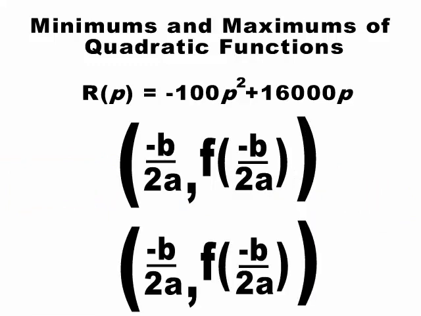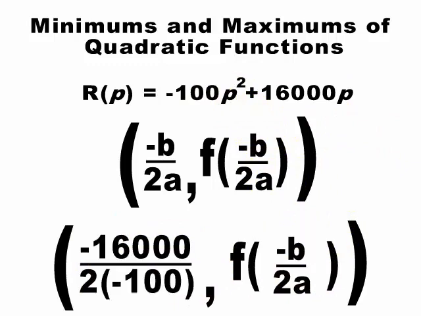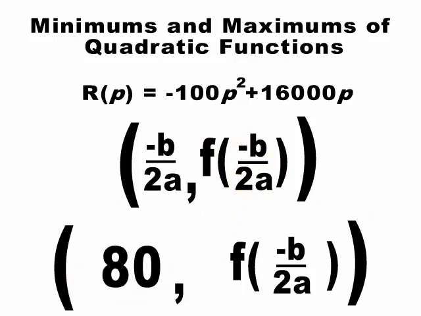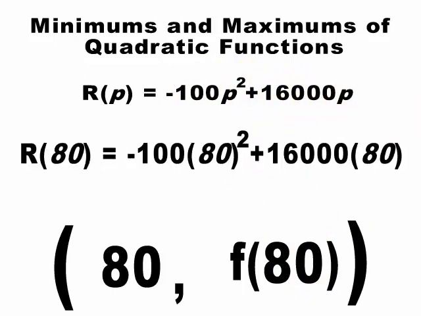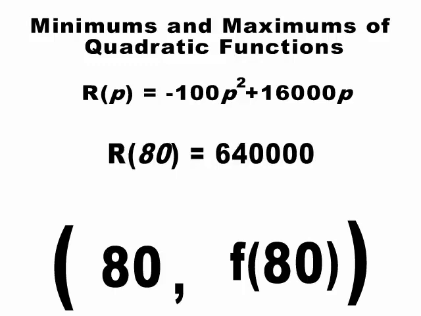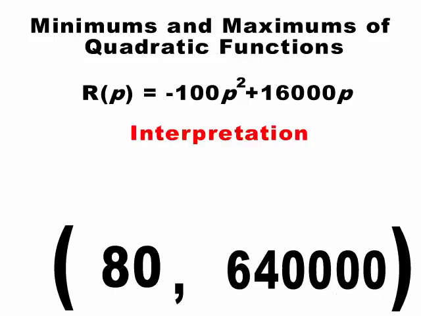Make a big one. So we're going to substitute b and a from the quadratic function up there. B is 16,000, and it's negative, divided by 2 times negative 100. And I believe that boils down to 80. Good. So now we're going to plug 80 back into the function. So 80 squared times negative 100, plus 16,000 times 80. That's a big number. Let's do some math. I'll do it for you. Comes out to 640,000.